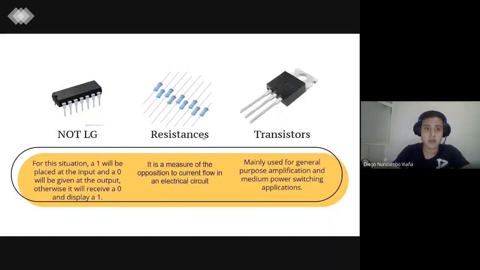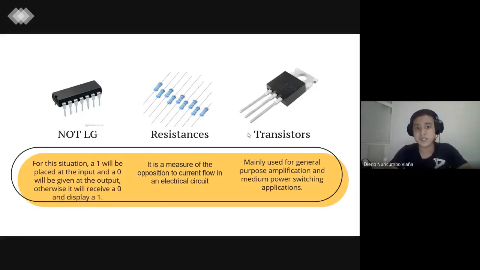Now here we have the NOT logic gate. For this gate, a 1 will be placed at the input and a 0 will be given at the output. Otherwise, it will receive a 0 and display a 1. Basically, if I get 1 at the input, this logic gate will give me 0, and if I have 0 at the input, I'm going to get 1 at the output.